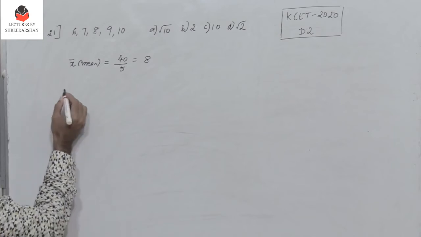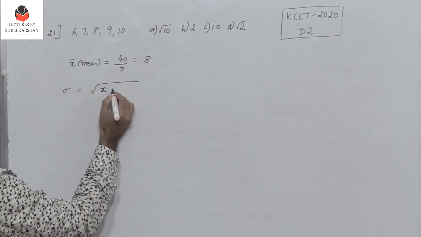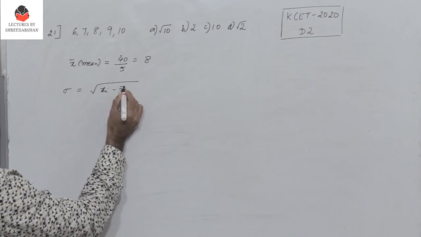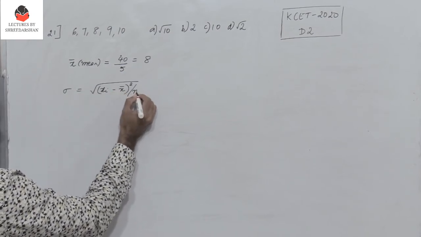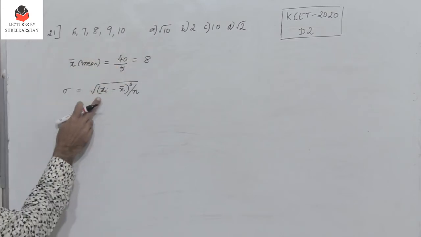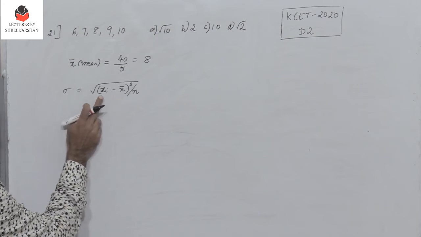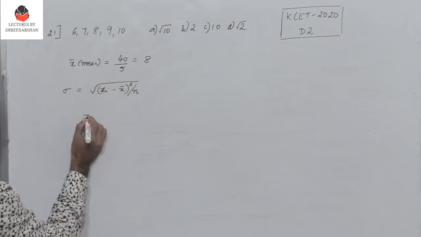The standard deviation is given by the expression square root of the sum of xi minus x bar, which is the mean, the whole square, divided by n, where n happens to be the number of terms given in the data here. Right? So here I need to find the difference between the term and the mean and take the square of that. So let's do that.